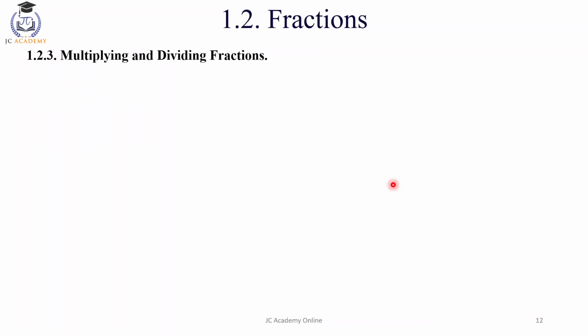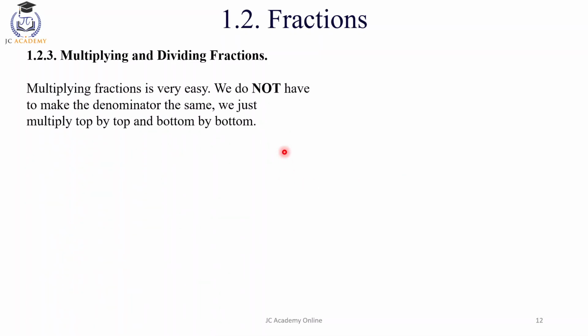Now let's move on to multiplying and dividing fractions. So multiplying fractions is very easy. We don't have to make the denominators the same. We just multiply the top number of both fractions together and the bottom numbers of the fractions together. Okay, so let's look at an example.